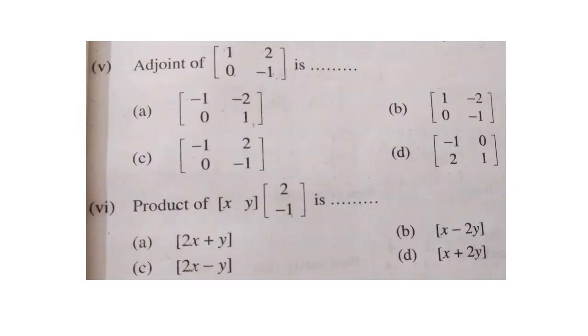Part 5, adjoint of this matrix is. We know that to find adjoint of a matrix we change the place of diagonal entries and the sign of other entries. So option A is correct.